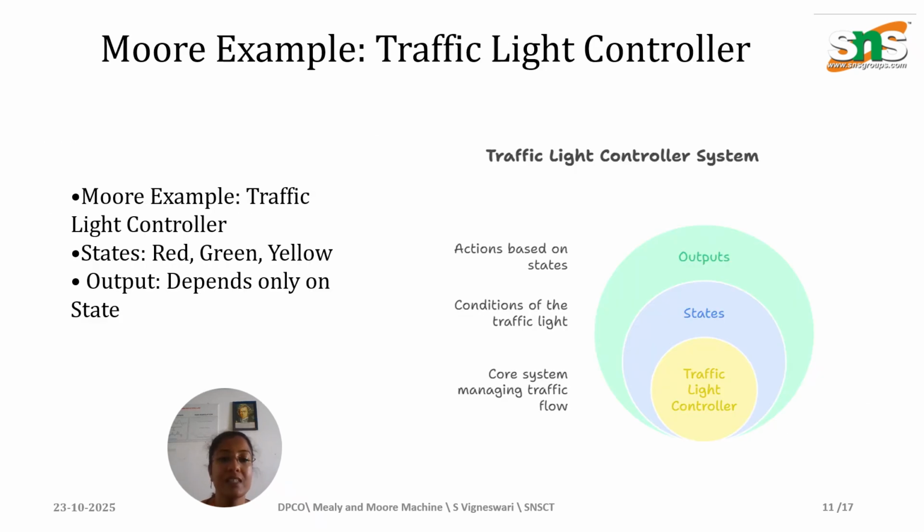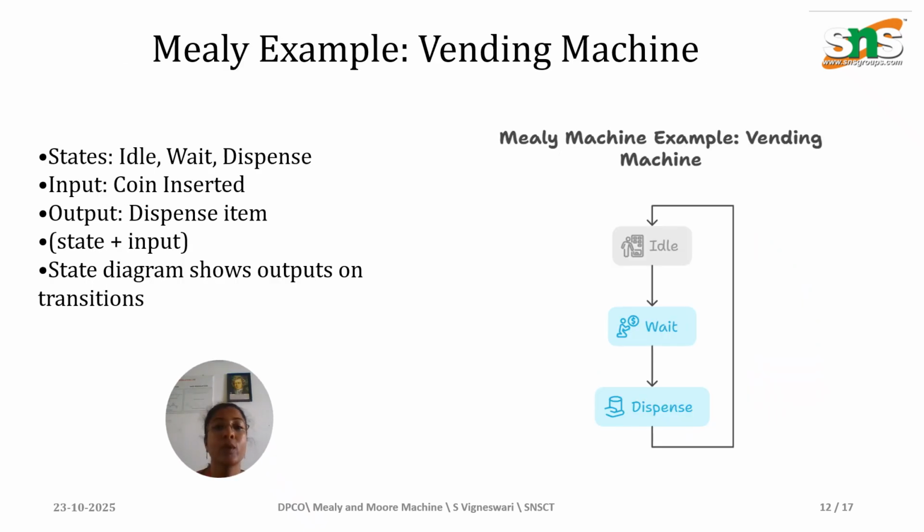And the Moore machine's best example is the traffic light controller, where the status of the current scenario determines whether they have to stop, wait, or move. So it depends upon the current state alone. Whereas in the case of a Mealy machine, it depends upon the input as well as the present state.